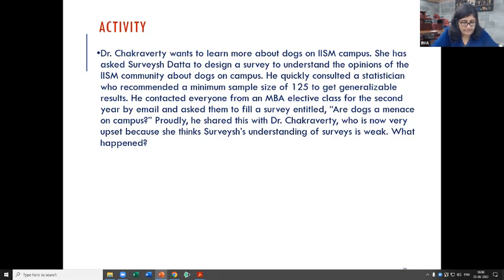He contacted everyone from an MBA elective class for the second year by email and asked them to fill a survey entitled, "Are Dogs a Menace on Campus?" Proudly, he shared this with Dr. Chakraborty, who is now very upset because she thinks Sarvesh's understanding of surveys is weak. What happened? Do you understand the situation? What is problematic about this situation?